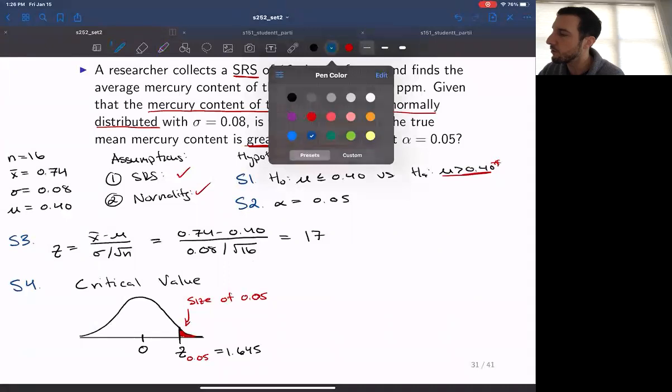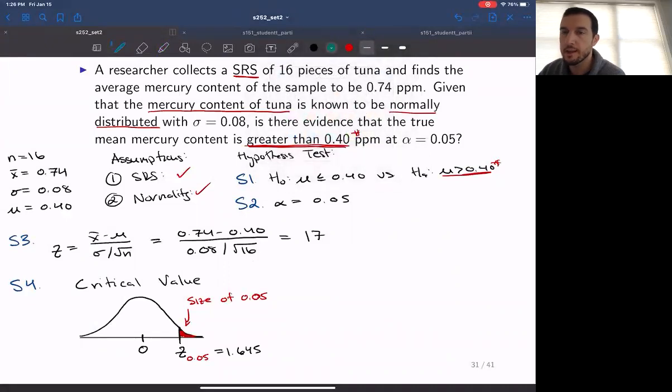And then what we would do is place on the axes where the test statistic falls. So if 0 is in the middle, 1.645 marks the boundary between the rejection region and the non-rejection region. Our test statistic is going to be way over here somewhere, so that'll be Z equals 17. The test statistic is very far into the tail of the distribution, and that would be an indication that we should reject the null hypothesis. Any questions?